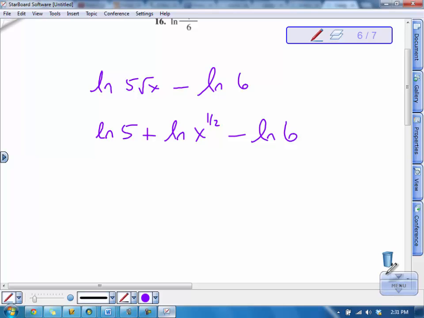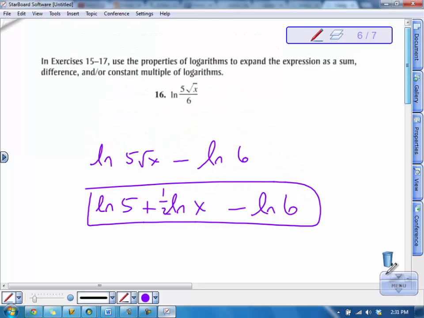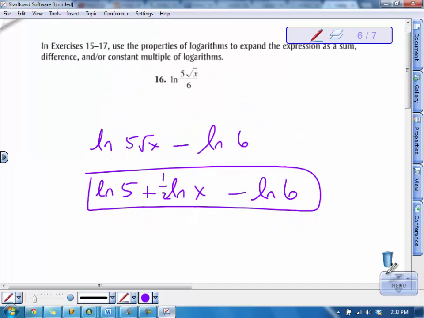And I can bring this exponent down as 1/2. We have another property that says you can do that. And that's good. That's expanding it as far as we can go. It's a sum, a difference of constant multiple logarithms.